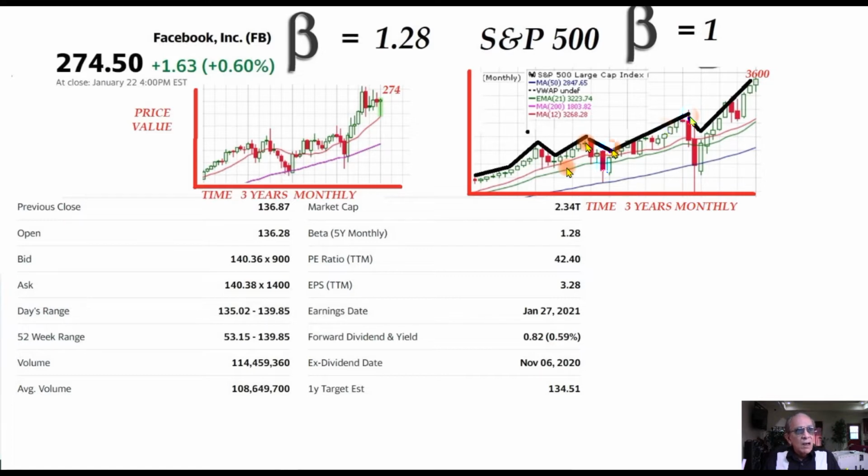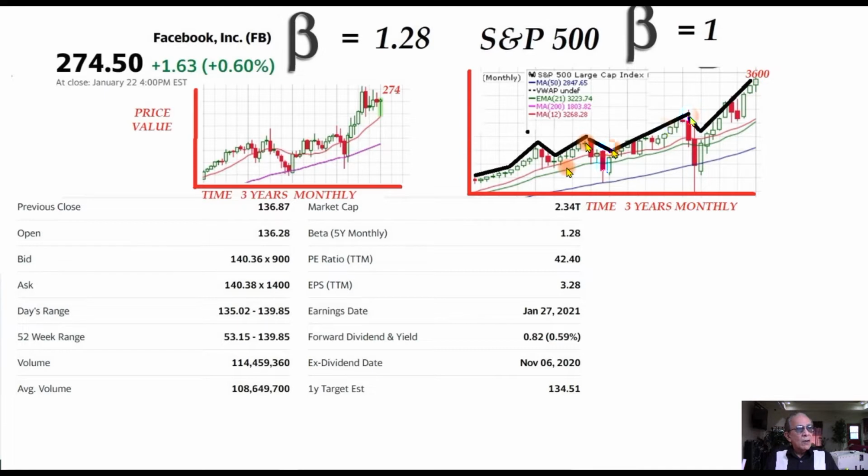Here we have a time lapse of 3 years, monthly, and this is Facebook tracking for the last 3 years, with the stock of Facebook tracking the S&P 500, and it will travel like that. So here we have 3,600 on the stock market and whatever it was, so it'll be a little bit higher.